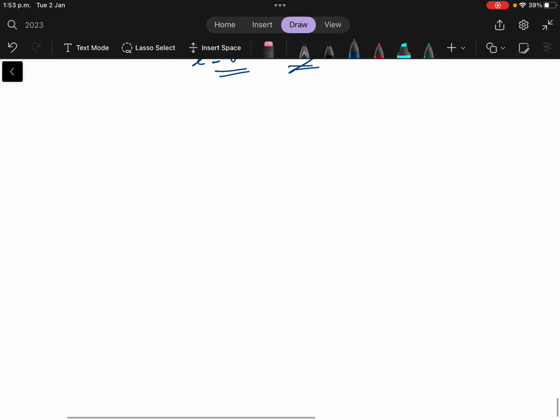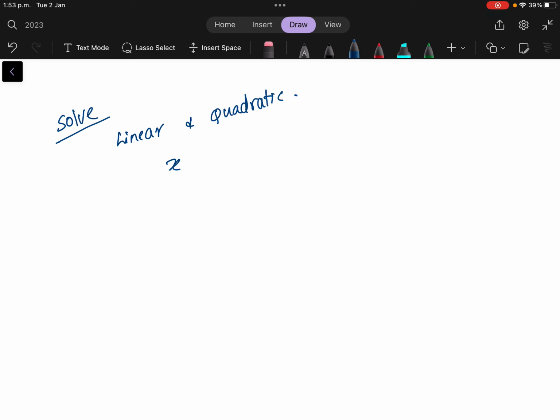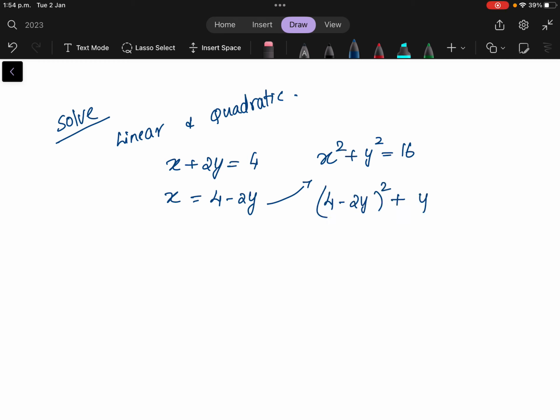Now if you have to solve linear and quadratic equations, how will you do it? If you have x plus 2y is equal to 4 and x square plus y square equal to 16, you find maybe x out of this, which is 4 minus 2y, and then substitute into this. So when you substitute, you will get 4 minus 2y the whole square plus y square is equal to 16. Then you simplify this and solve, and you will get the final values of y and x.